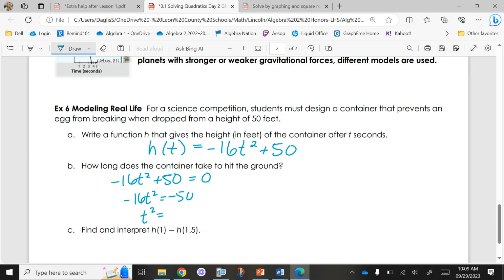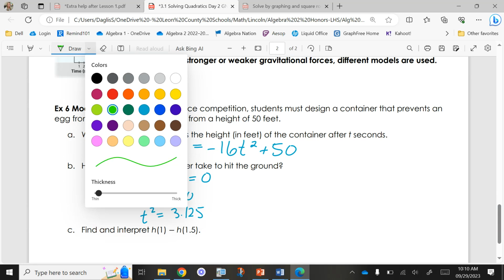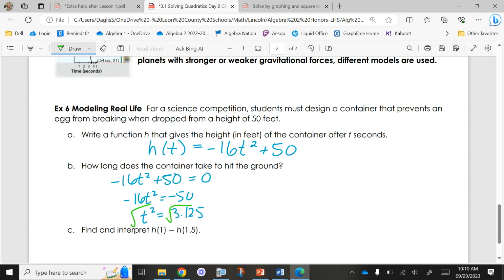This is real world, so we will use decimals. That's one nice thing about real world stuff: usually you don't have to simplify radicals. All right, so that gives me 3.125. And now we square root both sides. Let's approximate to a tenth. So about 1.8.